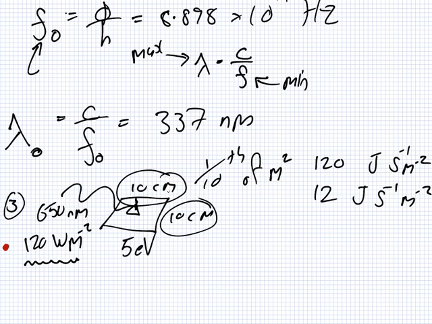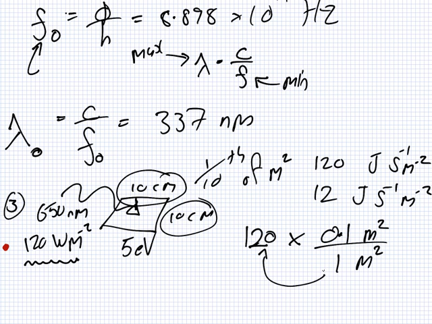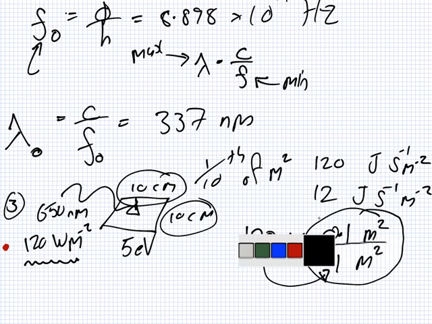Just to be clear, it was 120 times this area in meters, so that was 0.1 meter squared over 1 meter squared, because it was 120 for 1 meter squared, but you only want a fraction of it. Why 0.1? 10 times 10 divided by 100. Is this not 0.1 of a meter squared? Or have I screwed that up?